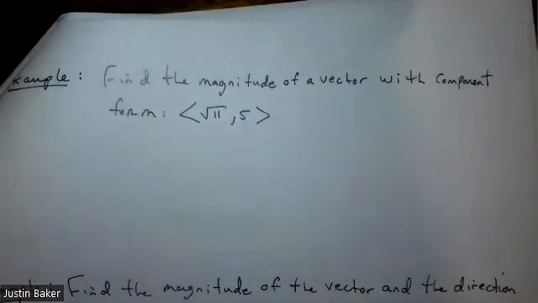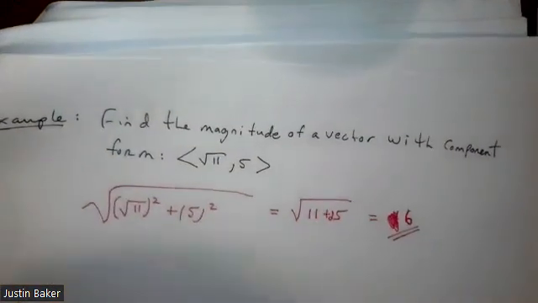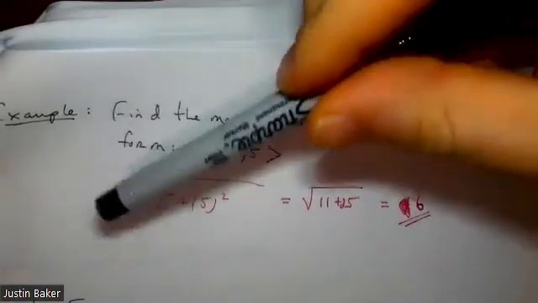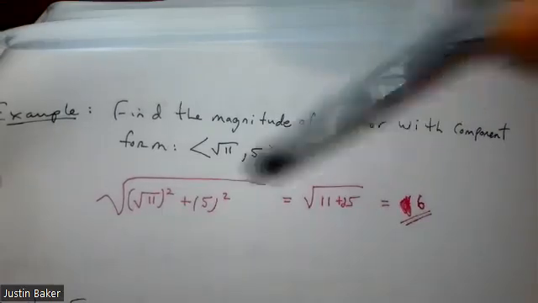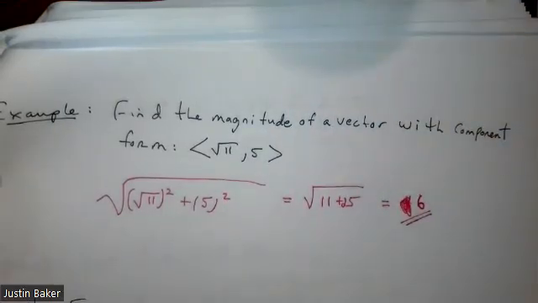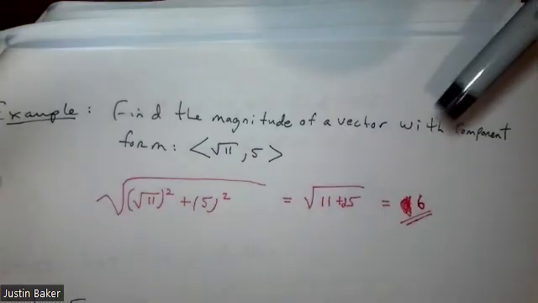Okay, so does anybody have any questions on that answer being 6? So if you square both of those, radical 11 squared is 11, and then 25 is 5 squared, and that's the square root of 36, which is 6.